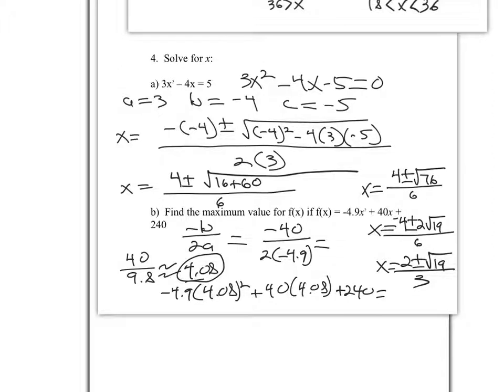And that's going to give us, and I did it in a more exact way elsewhere, 321.63. So that's the y value, that's the maximum y value for this function here, which is a parabola, and it opens downward, so it's going to have a maximum value, and that's going to occur when x is equal to about 4.08, and then the y value there will be about 321.63.